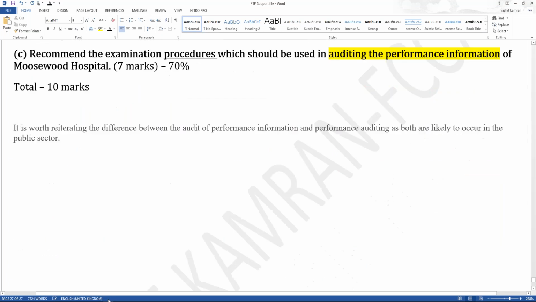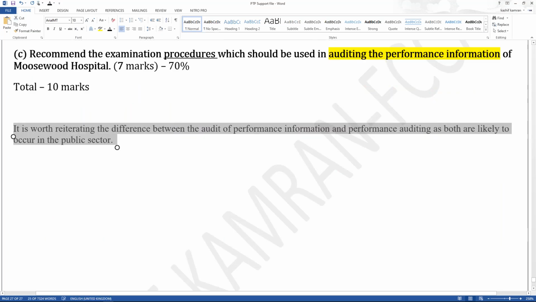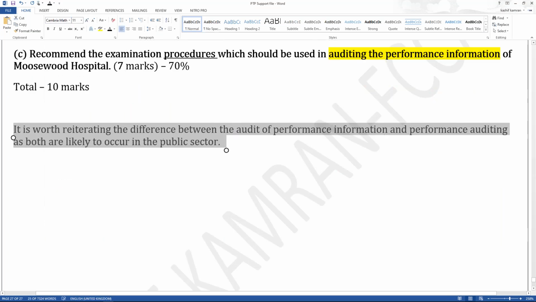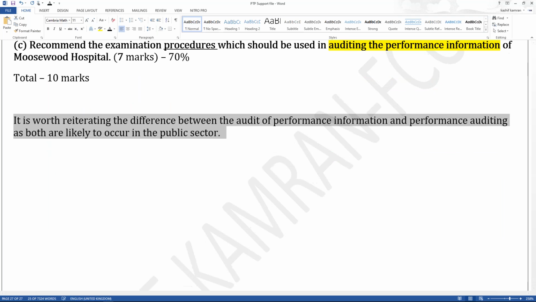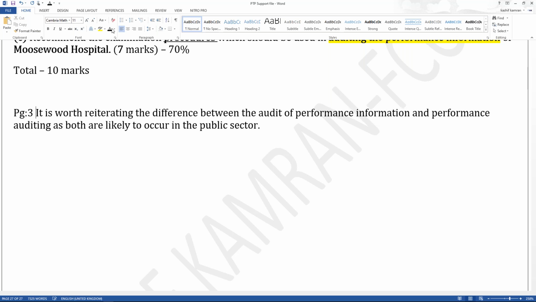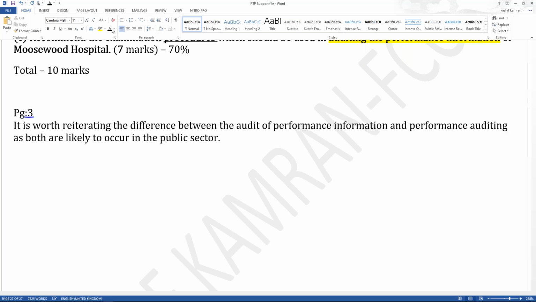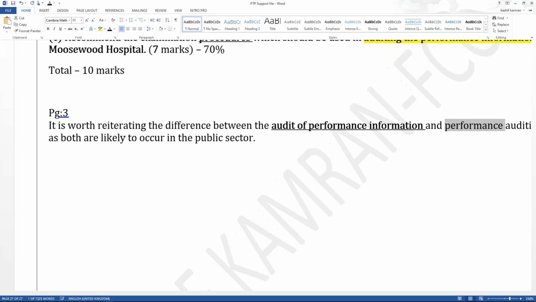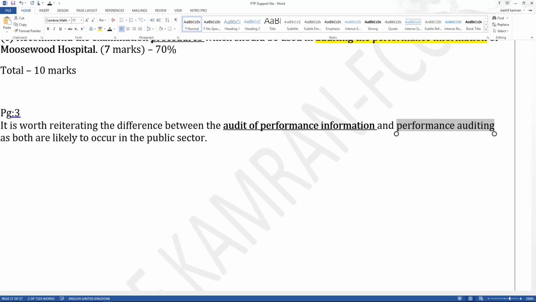So let's see what's the difference the examiner wants us to focus on. Is the examiner telling us in the very first line that it's very important to know the difference, on page number 3 of the article, everyone? Are you finding the first line clear? It is worth reiterating the difference between the audit of performance information and performance auditing, as both are likely to occur in the public sector. Now you all know what is audit of performance information, right? So let's find what exactly performance auditing is so that you know the difference.